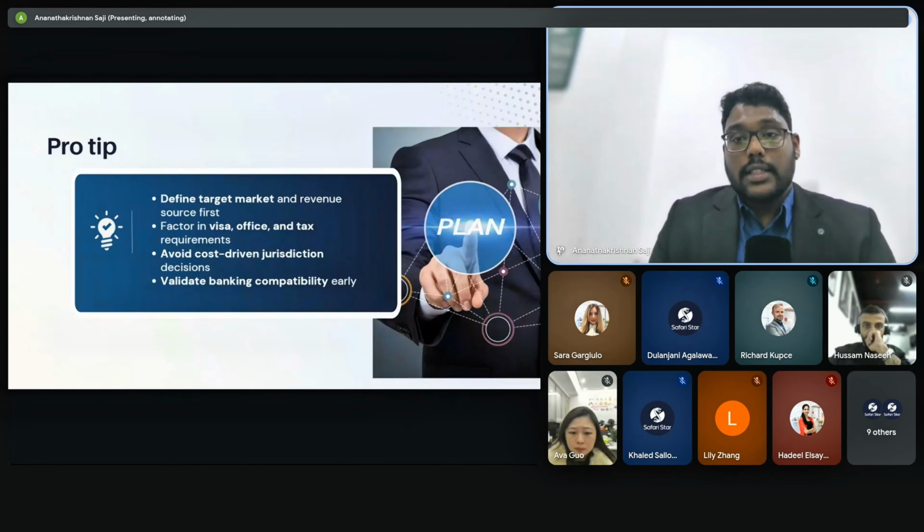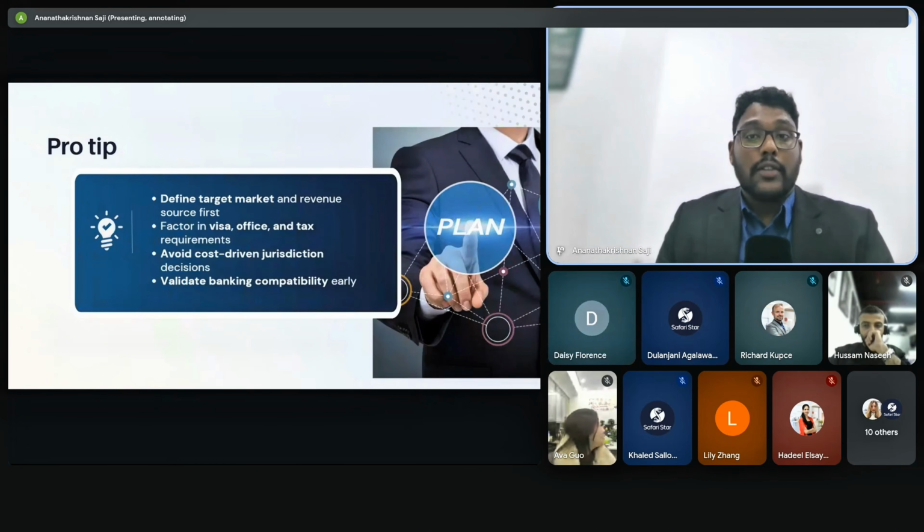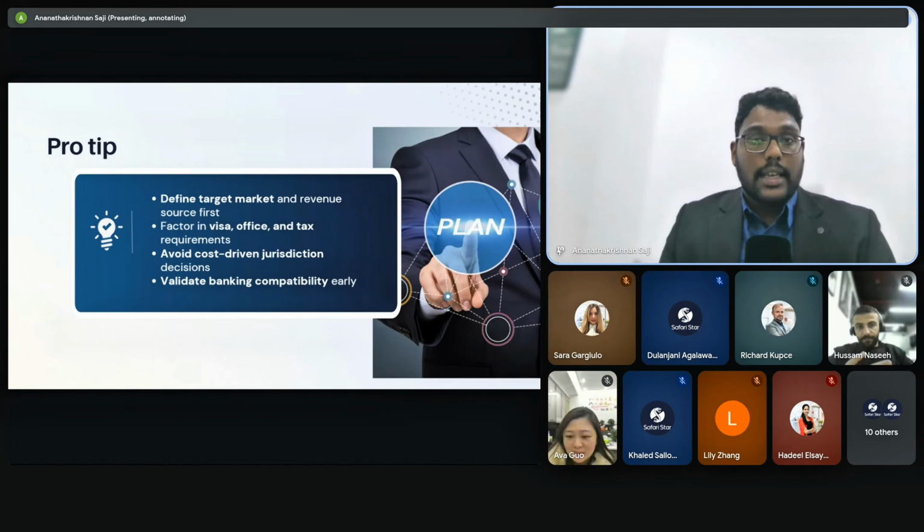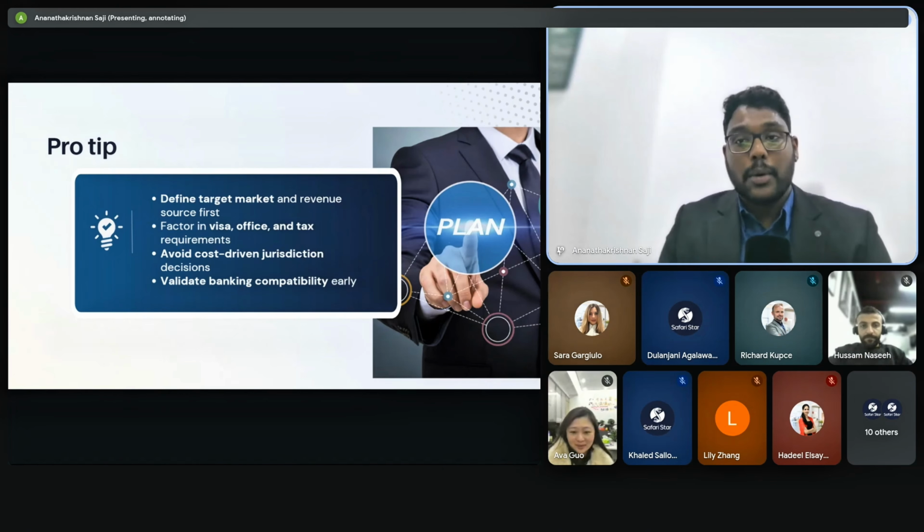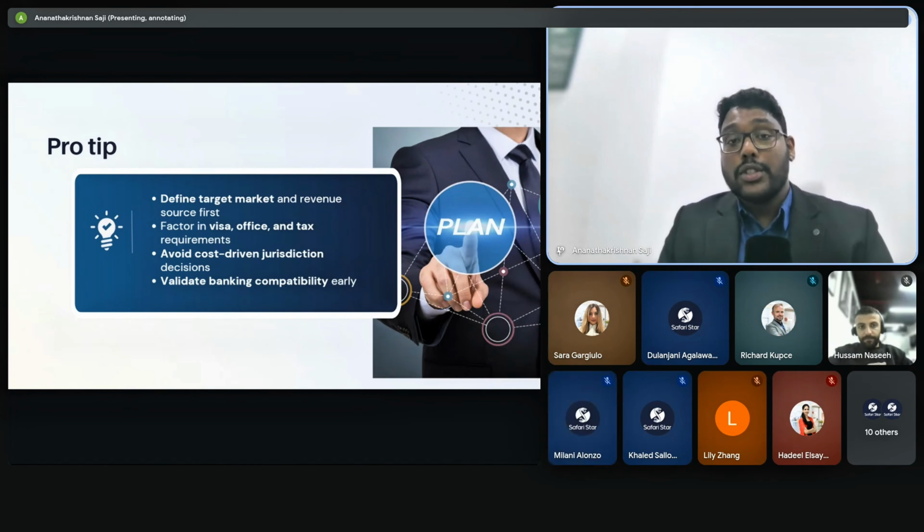So from this first agenda, what we have understood is we have to define the target market and revenue source first. And also, let's say you want to expand your employees. Let's say you expand your company, you want to expand your office space because you're hiring more employees. In that case, which is the most suitable free zone for you? We have to understand that.